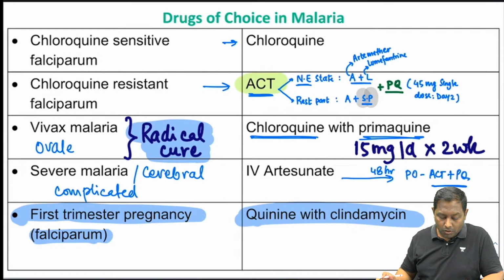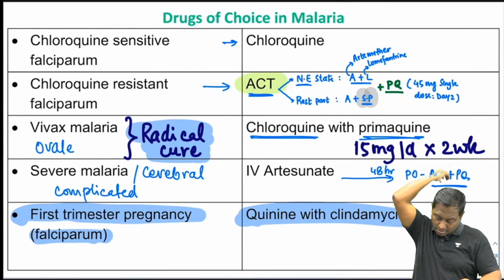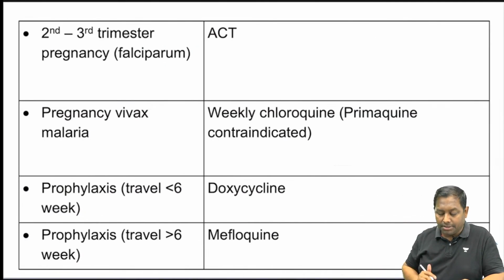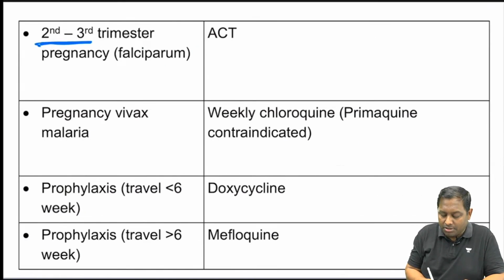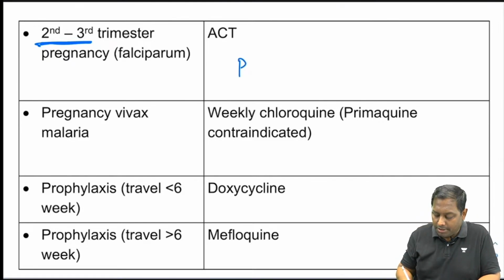Black water fever, Dr. Zoom, is associated mainly with the quinine, है ना. Quinine is associated with the black water fever. So first trimester pregnancy, quinine with clindamycin. Second, third trimester में we can use artemisinin combination therapy. Again remember, primaquine is contraindicated in pregnancy throughout.